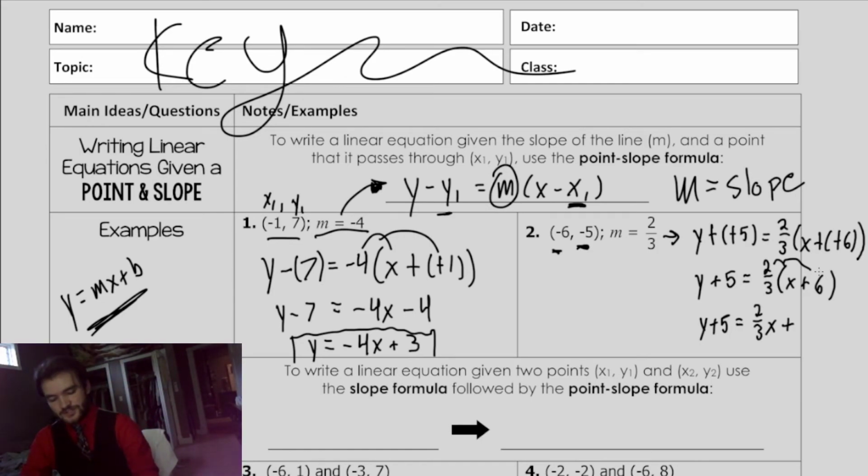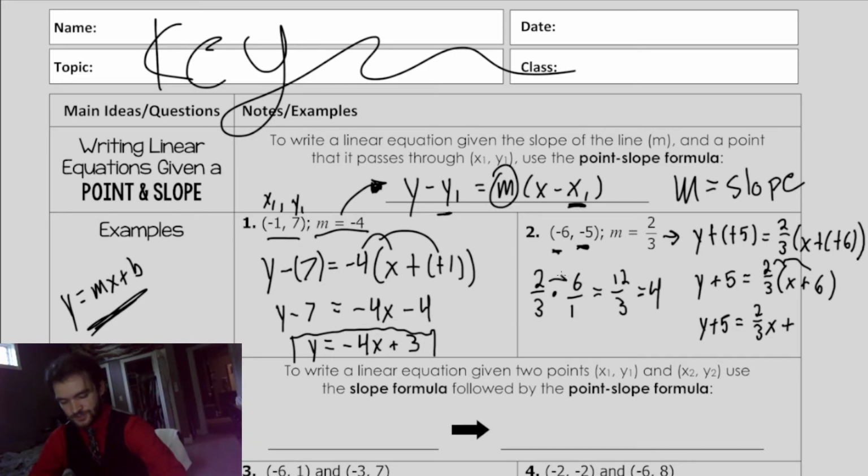The best way of going about this, I'm going to write over here. I'm taking 2/3 times 6. If I rewrite that as 6 over 1, all we do is make this 12 over 3, which ends up being 4. Hopefully you understand that when you multiply fractions, you multiply straight across. 2 times 6 is 12. 3 times 1 is 3. 12 over 3 can be broken down into 4.